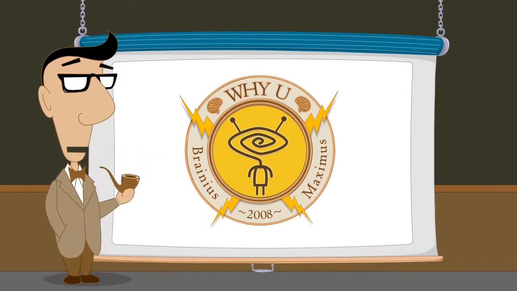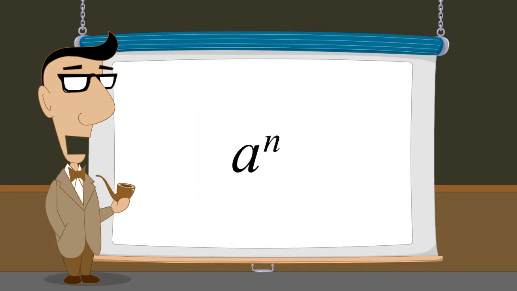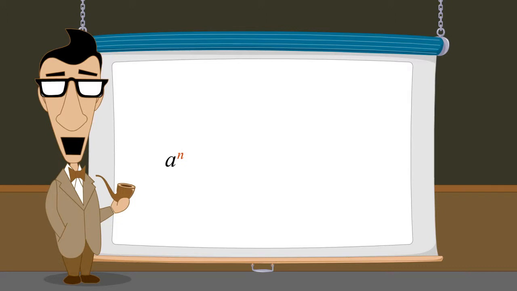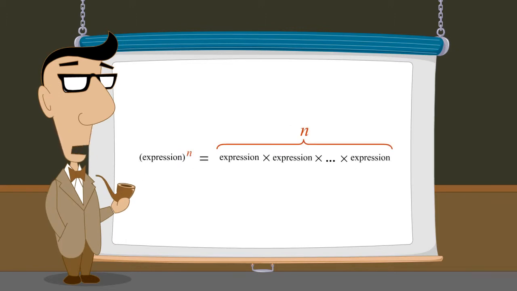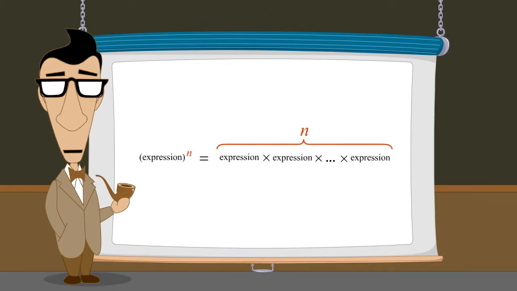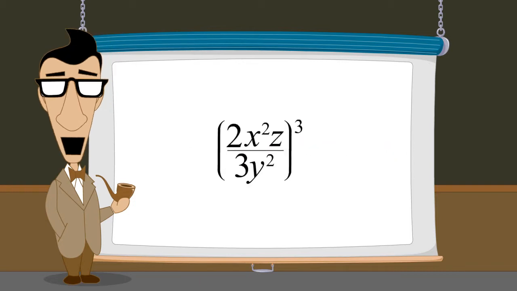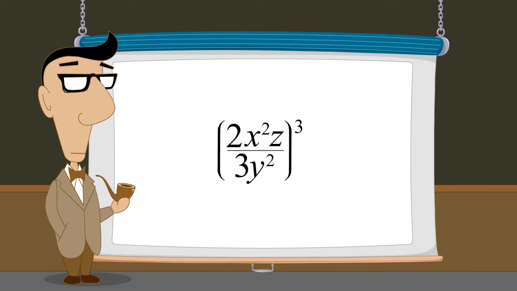So far, we have seen that raising any number to the nth power, where n is a positive integer, is equivalent to n copies of that number multiplied together. And that this is true not only for numbers and variables, but also for expressions. In this lecture, we will see what happens when the expression raised to a power contains more than one term.